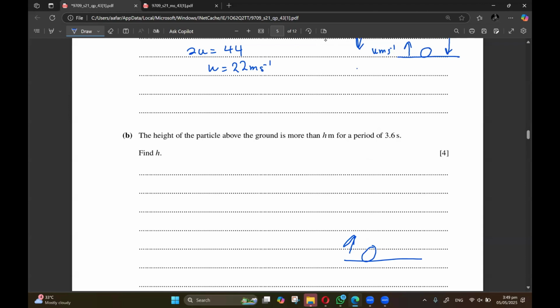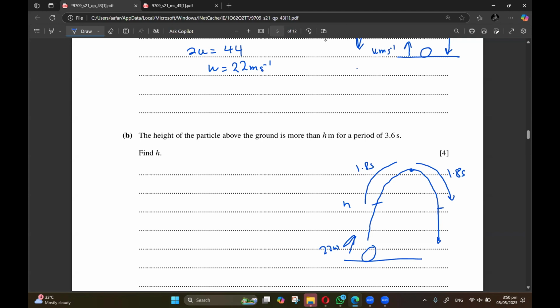So if it was projected upwards with speed of 22 meters per second, it goes to maximum height, and then it comes back. It says that the height of the particle above the ground is more than h meters for a period of 3.6 seconds. That means if this is h and it's above this for 3.6 seconds, it's going to travel 1.8 seconds from here to here and 1.8 seconds from here to here. So that's how it will be above h for 3.6 seconds.